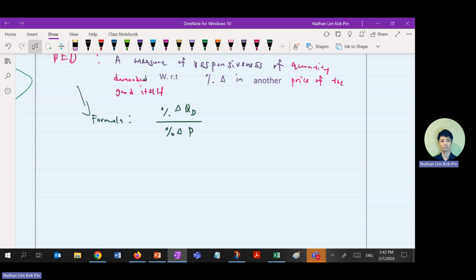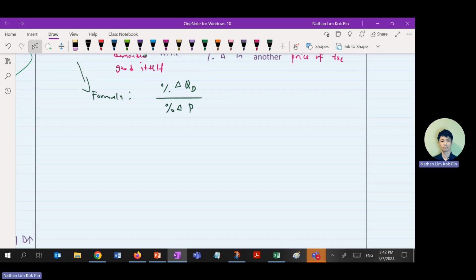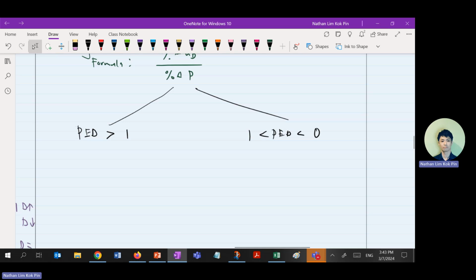Make sense? Right? And throughout this percentage change in quantity demanded over percentage change in price, there are 5 values, but we only focus on 2. One is PED greater than 1. Another one is PED between 1 and 0. PED greater than 1 is very good for the consumers. We call this elastic. PED between 1 and 0 is not good for the consumers. We call this inelastic.